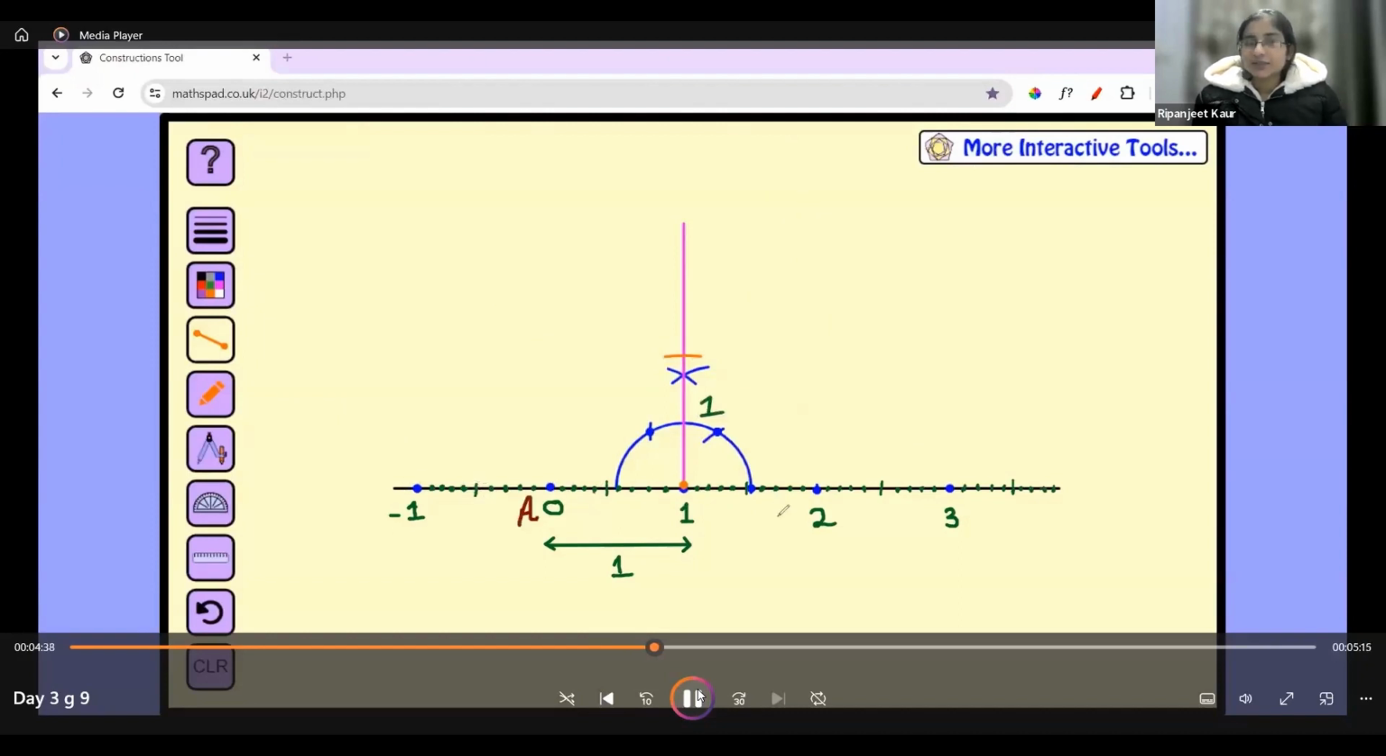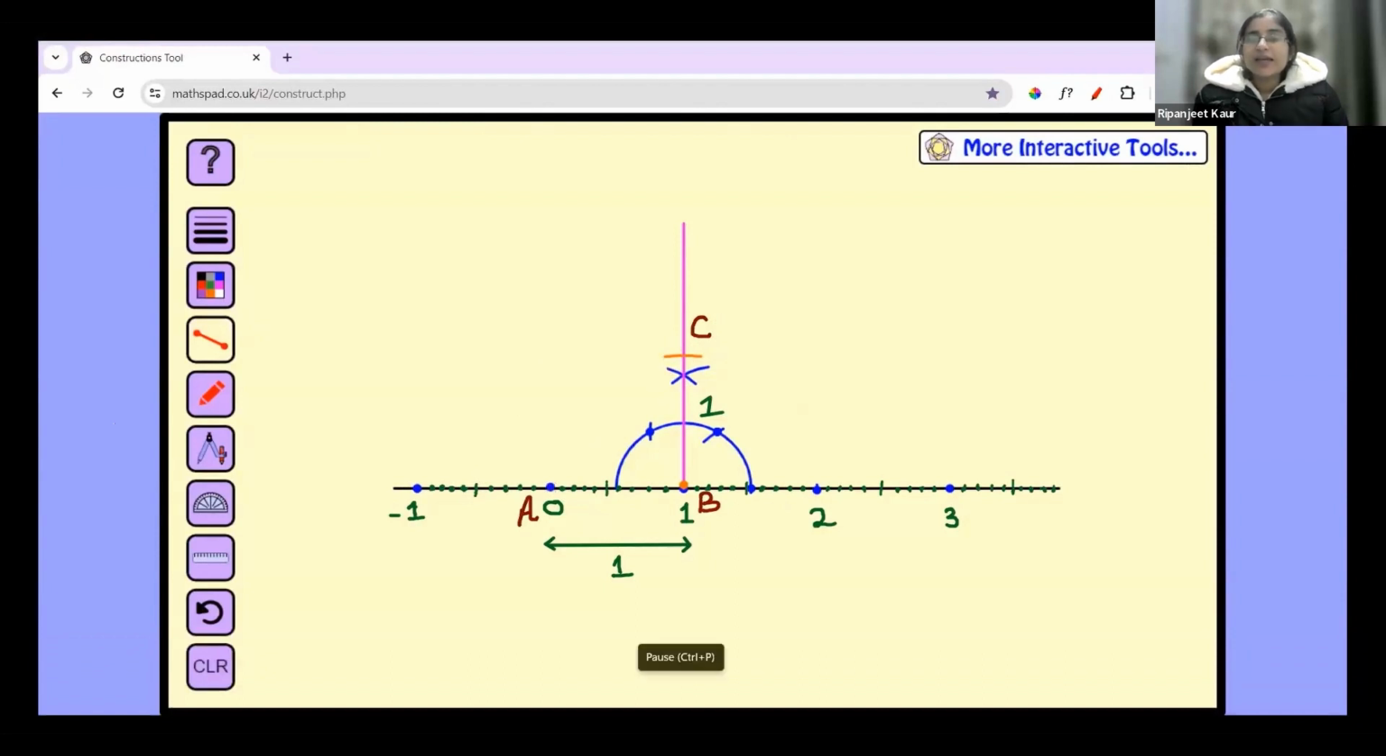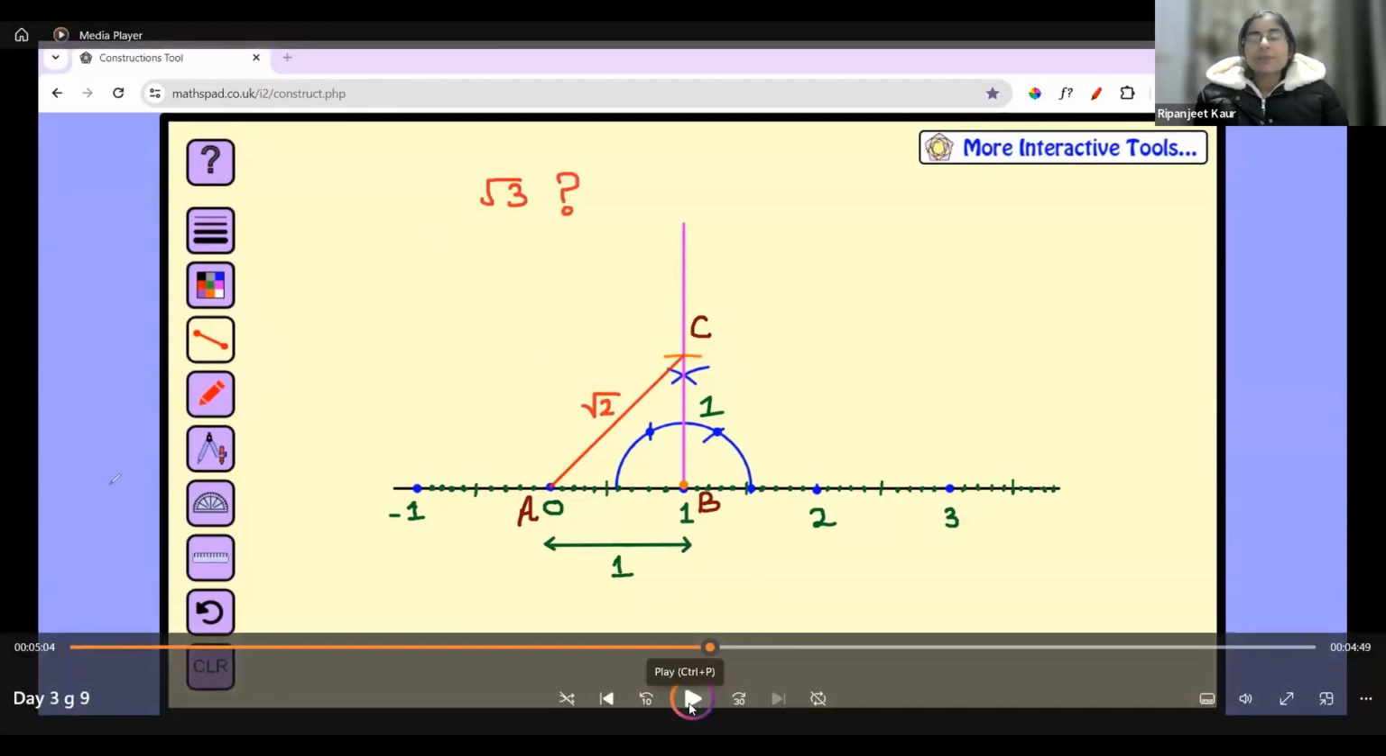What else? Last step. Just name these points. 0 is A, then B is 1, and B to C is 1 unit, right? Because we just made it so. Now we just need to join A and C. So when we join A and C using a ruler and pencil, this AC is nothing but root 2. So this is how we can make the length root 2 by using a compass and pencil, our ruler, geometry box.